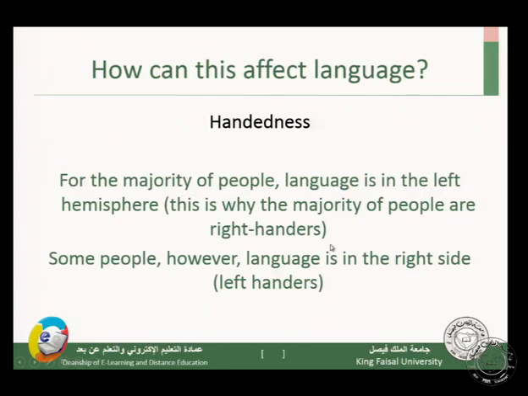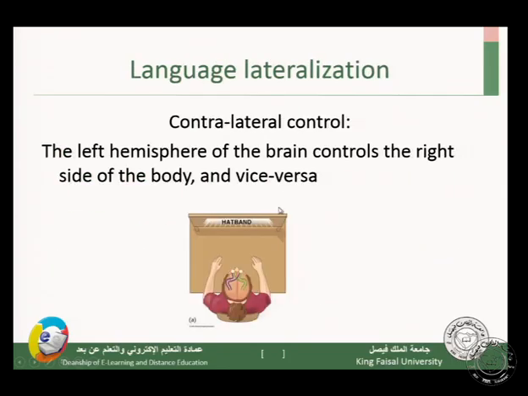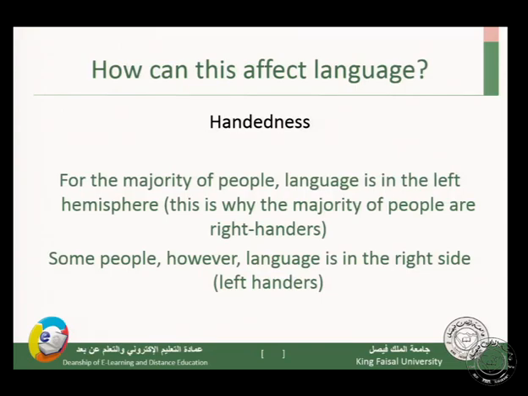What interests us here is the fact that the brain's control of the body is contralateral. The left side of the brain controls the right side of the body, and vice versa. And how does this influence our language abilities? One thing is handedness. Some people use their left hand to write, and some people use their right hand to write. Why is this? Of course, it is because of the representation of language. Where is language based in your brain? Is it on the left side or the right side?